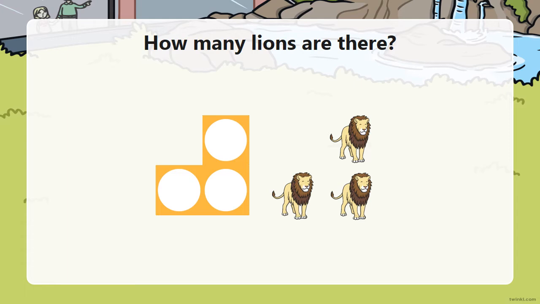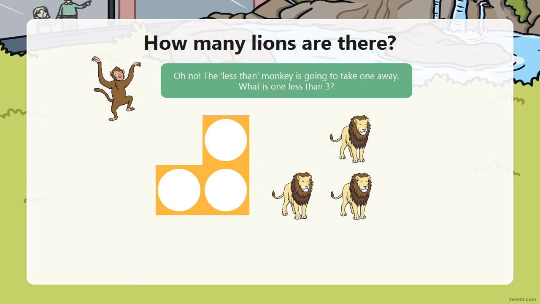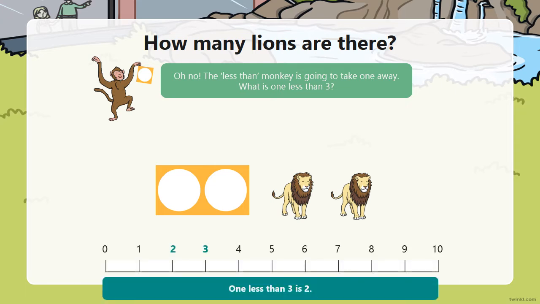How many lions are there? You can use a Numicon to guess. You can count up if you're not sure. Oh no! The less than monkey is going to take one away. What is 1 less than 3? Were you right? How many is left? 1 less than 3 is 2.